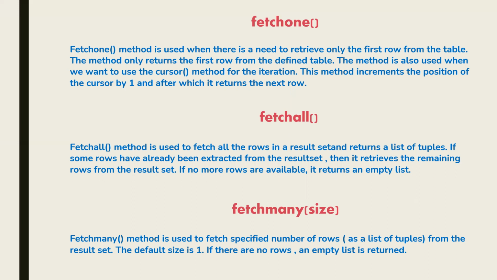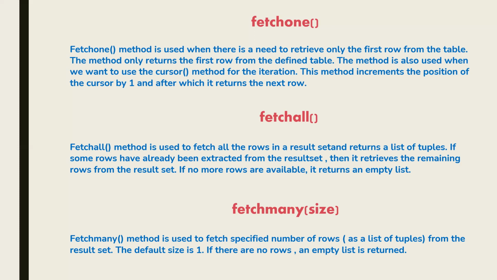On the same platform, we have fetchall. So fetchone and fetchall, by the name itself, it is explanatory that the fetchall method is used to fetch all the rows in a result set and returns a list of tuples. That means the answer which will be reflected will be in the form of a list of tuples.